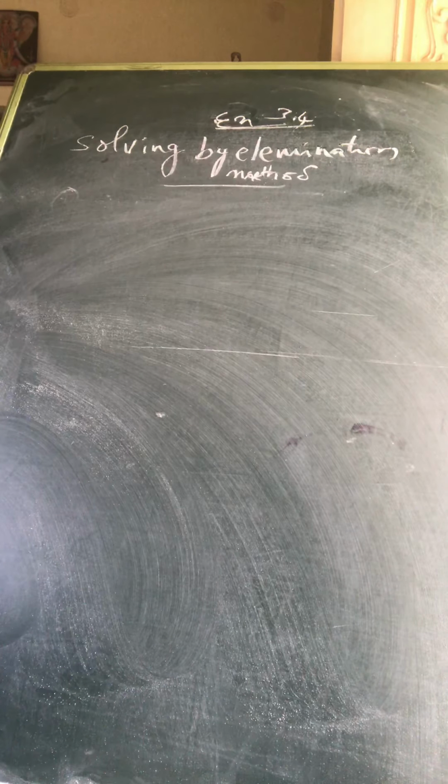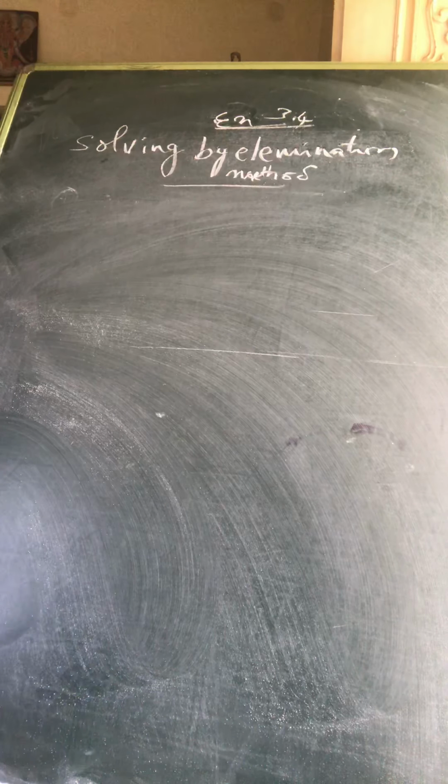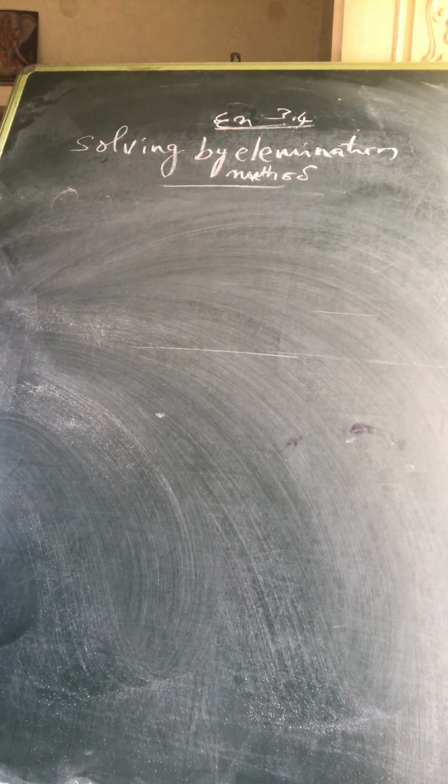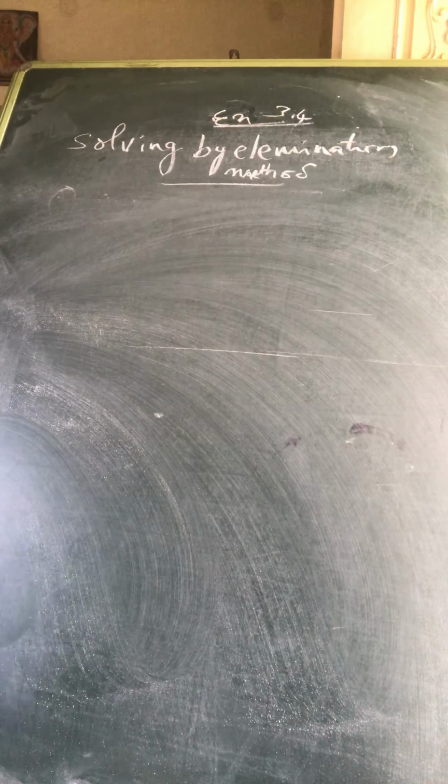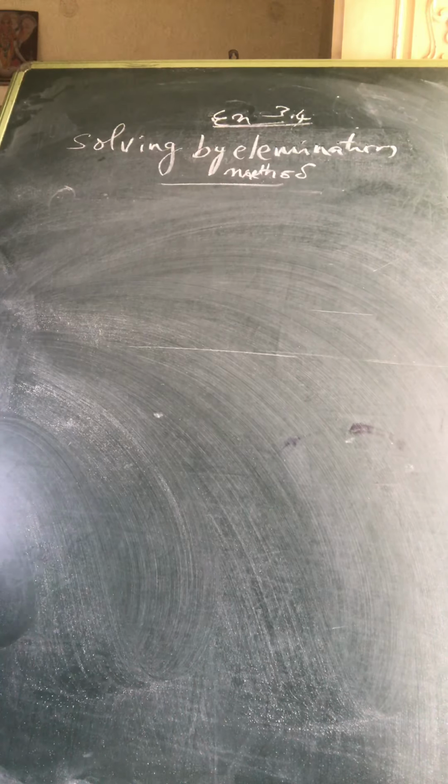So the problem given here: the sum of the two-digit number and the number obtained by reversing the digits is 66. First we have to convert this into a pair of linear equations, and then we are supposed to solve it. The sum of the two-digit number and the number obtained by reversing the digits is 66. Then the digits of the number differ by 2.